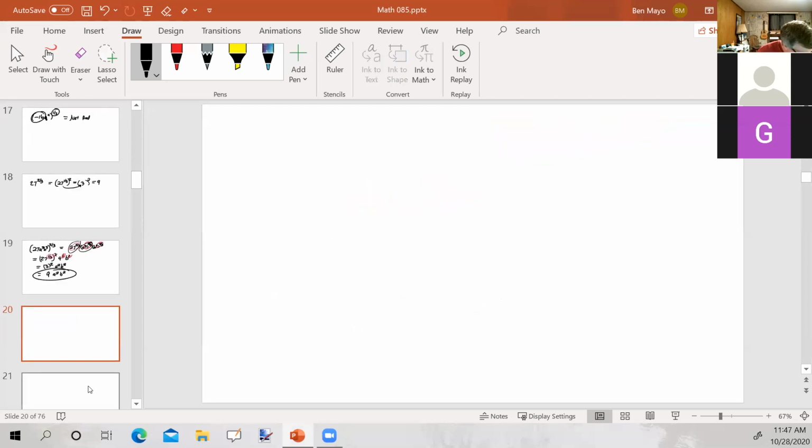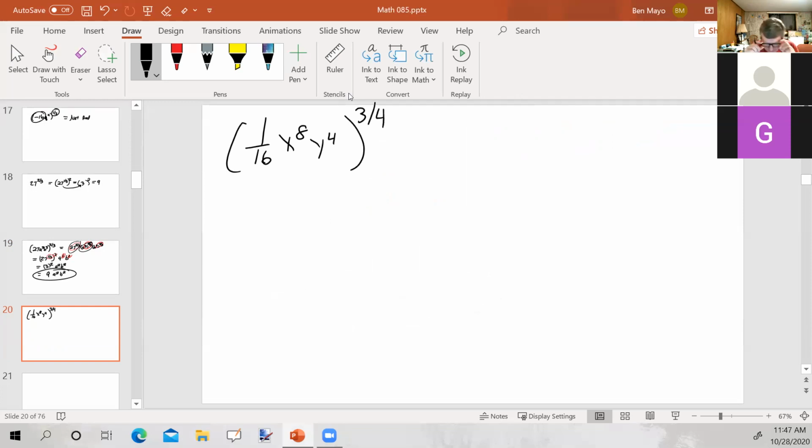Let's see here. 1/16 x to the 8th, y to the 4th, all to the 3/4 power. So that becomes 1 to the 3/4 power over 16 to the 3/4 power times x to the 8th to the 3/4 power times y to the 4th to the 3/4 power. Okay, because if you have a product or a quotient raised to a power, you attach the power to each factor in the numerator and each factor in the denominator. We okay with that?